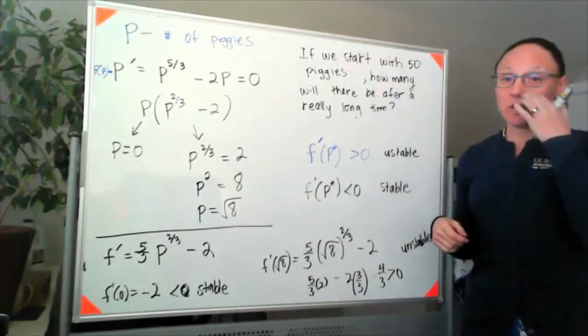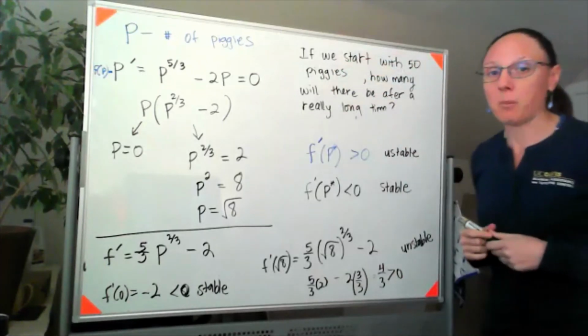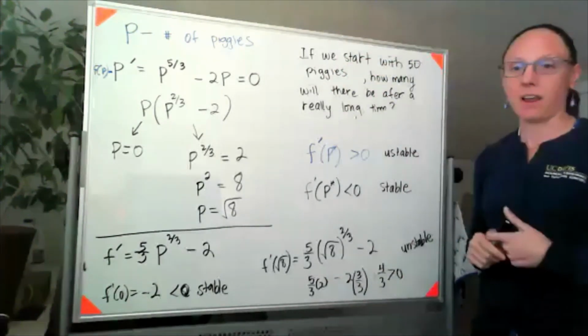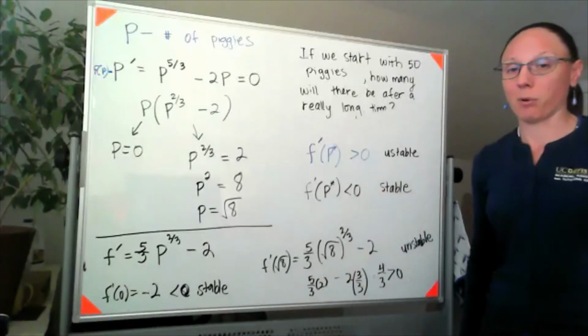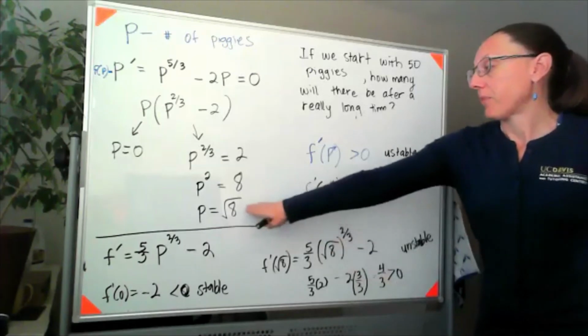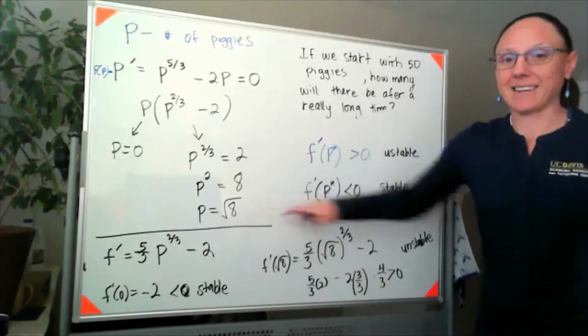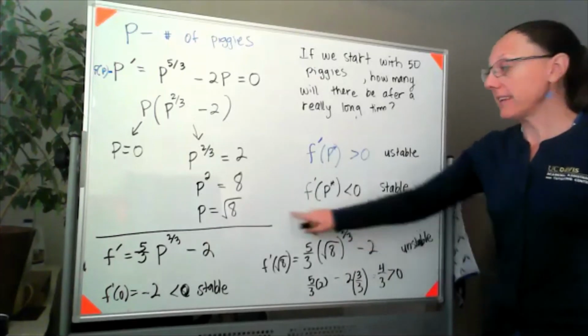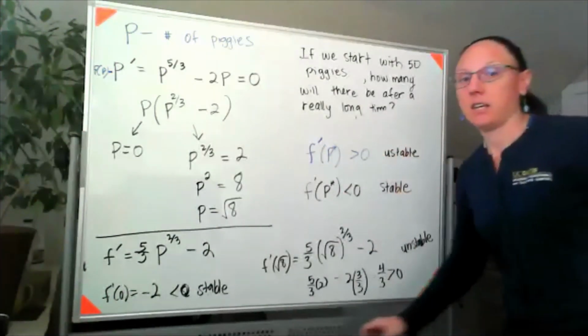That is greater than 0, and it's unstable. So back to the question at hand, if I start with 50 piggies, how many will there be after a really long time? Well, now we're in exactly the same situation as we were with the other problem, in that I'm greater than square root of 8, and square root of 8 is unstable. So that means we're going to get pushed to an infinite number of piggies.